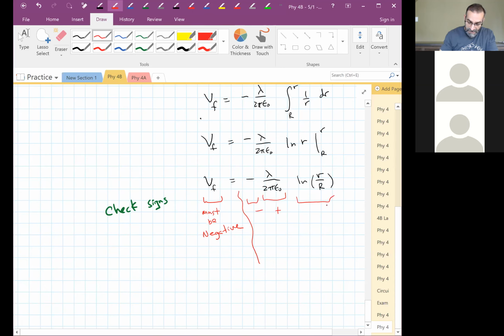So what about this guy? If lowercase r is bigger than capital R, the natural log of a number bigger than 1 is positive. If lowercase r is less than capital R, the natural log of a number smaller than 1 is negative. In this case, we're outside of the radius of the cylinder, so lowercase r is bigger than capital R. So this is positive. So the whole thing over here is negative, so we're good. If it was wrong, I would just throw a minus sign in there and say, now it's right. Okay?